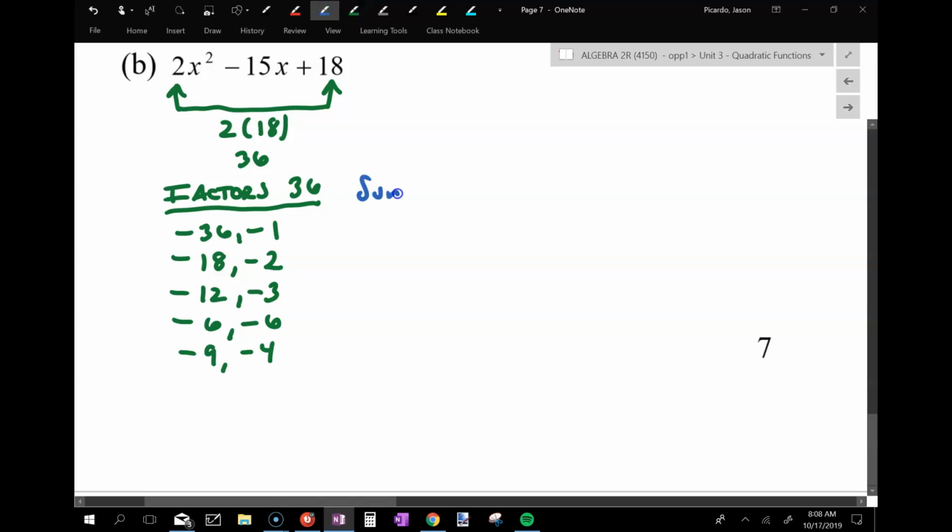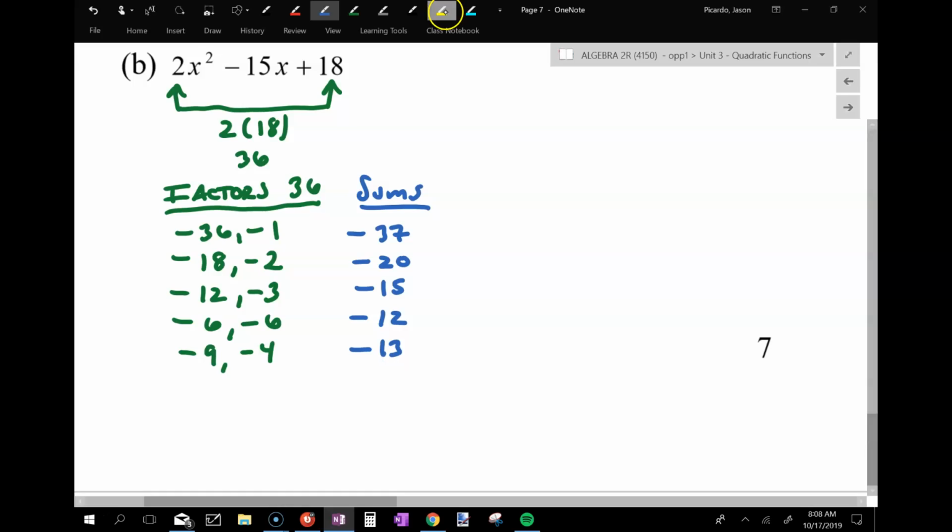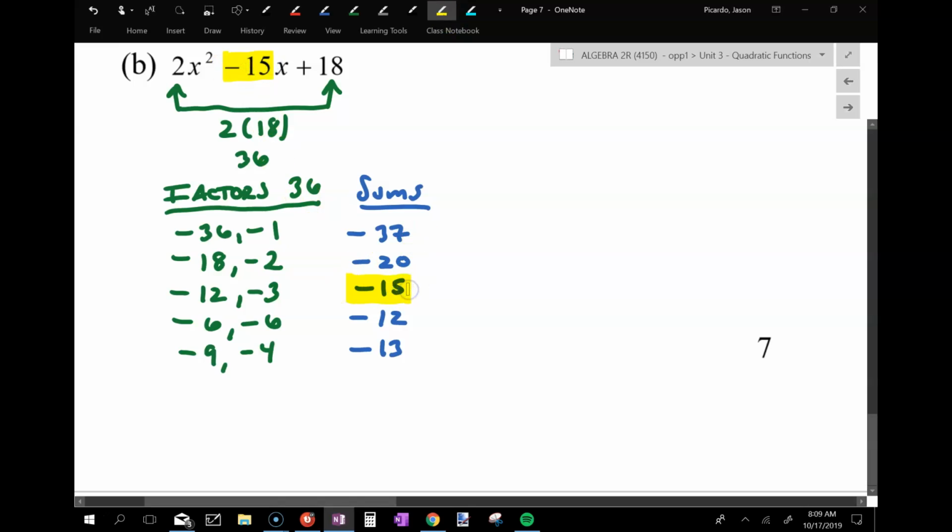Isaiah, now I want all the sums. If somebody owes you 36 and they borrow another buck, they owe you 37. Somebody owes you 18, they borrow $2 more, they owe you... Everybody good with that? And what am I looking for, guys? I'm looking for the one that matches. There's the one that matches. So I have to use those two factors, negative 12 and negative 3.